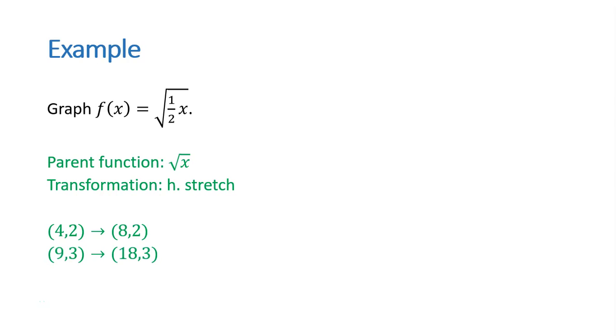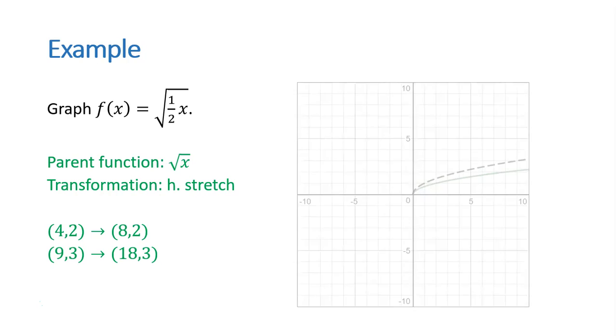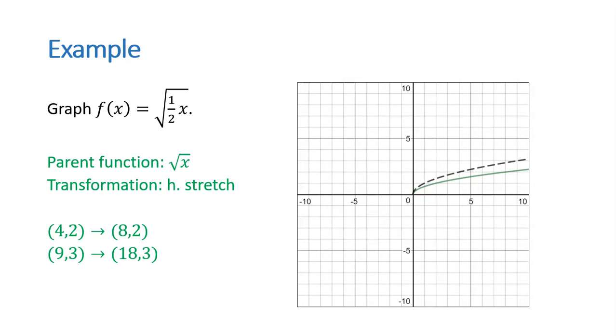And (9, 3) becomes (18, 3). Notice that in this case, this point is going to fall off of our graph. That's okay, we'll just graph as accurately as we can. So we have our parent graph, and then if we were to stretch this horizontally, in other words, take the tail and pull it away from the y-axis, we end up with the green graph, which is a horizontal stretch of our original graph. So now let's look at our final transformation category, reflections.